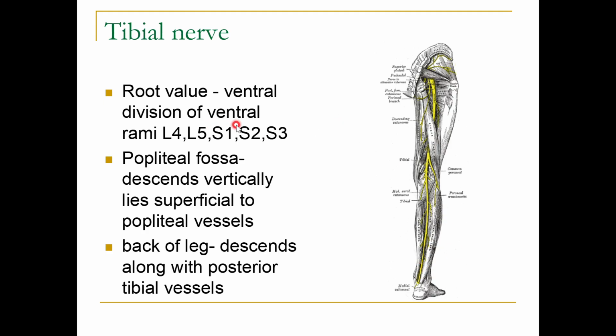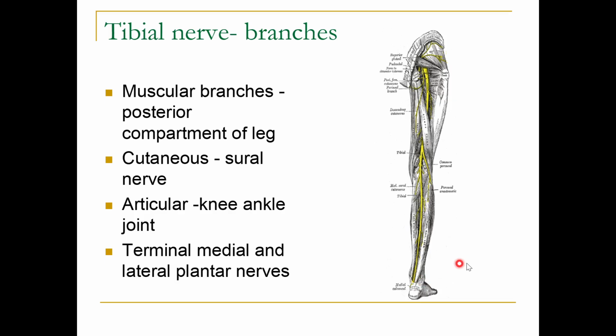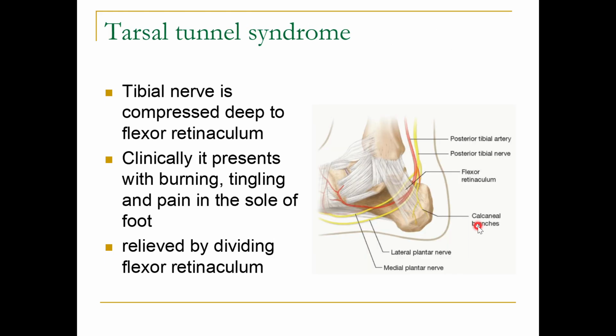Coming to the origin of the tibial nerve, it arises from the ventral division of the ventral rami L4, L5, S1, S2 and S3. It arises from the popliteal fossa, descends vertically, lies superficial to the popliteal vessels. It descends to the back of the leg along with the posterior tibial vessels. It gives rise to muscular branches to the posterior compartment of the leg, and there is one cutaneous nerve which is called the sural nerve. It gives articular branches to the knee and the ankle joint.